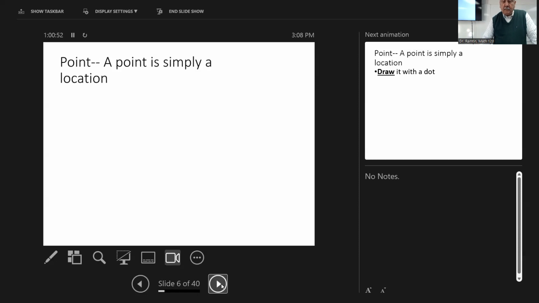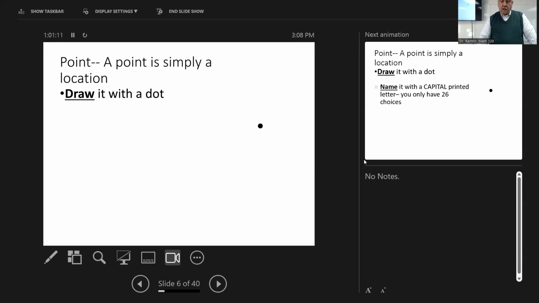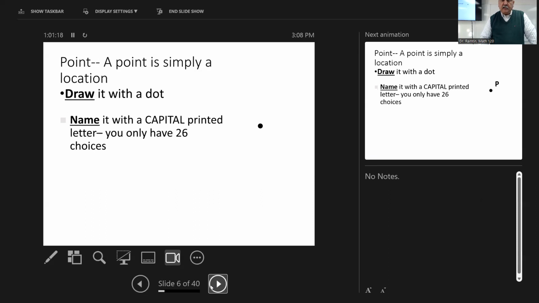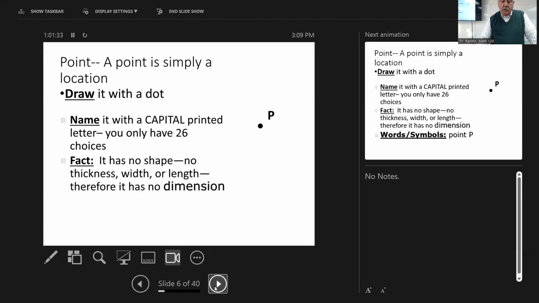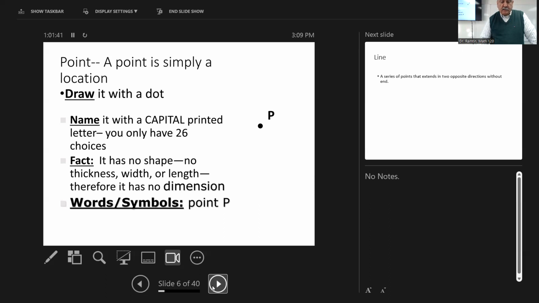A point is simply a location. Draw it with a dot, as you can see here in the PowerPoint, and name it with a capital printed letter. You have 26 choices, like dot A or dot P. It has no shape, no thickness, no width, no length, therefore it has no dimension. We use words and symbols. The symbol is the dot, and the word we use is just P.